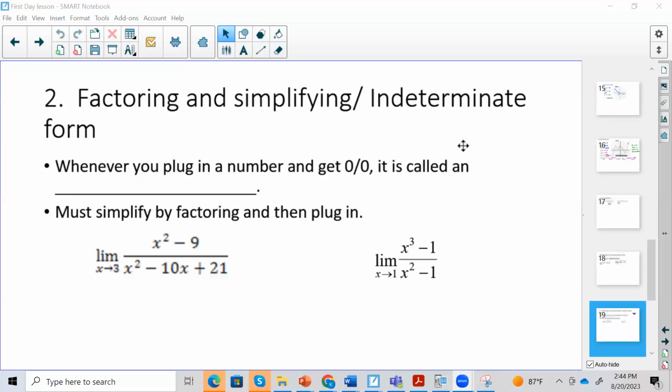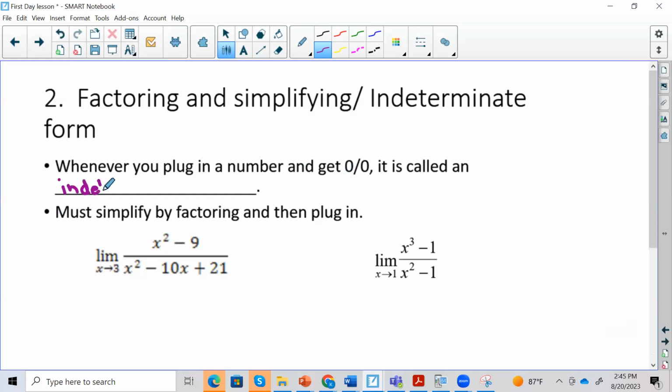So we are going to look at a second type where direct substitution does not work. And when that happens, we have to do a little bit more work. Sometimes when you do direct substitution, you plug in your x value into your functions, you are going to get 0 over 0. And this is called an indeterminate form. And what that means is I don't know what the limit is. I can't determine it from direct substitution because I get 0 over 0.